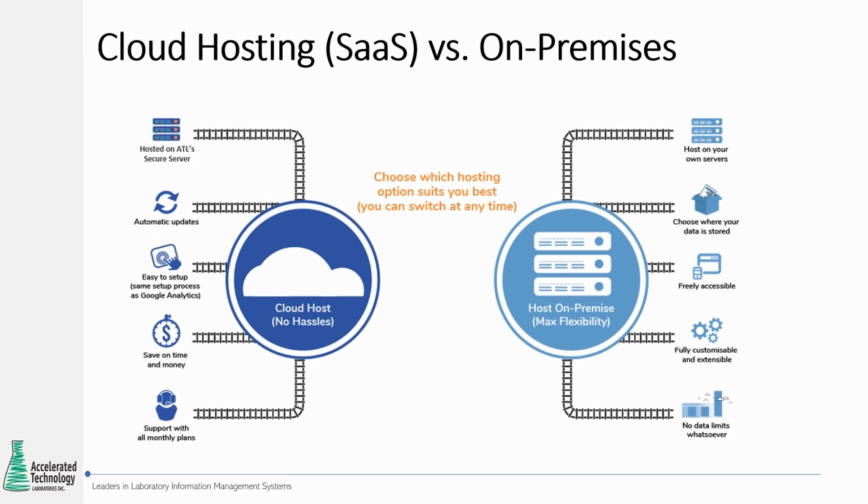Now, when it comes to hosting software, hosting LIMS, there are always options. The two main ones are cloud hosting, having a LIMS on demand solution, or SaaS as it's frequently called, which stands for software as a service, versus on premises. In the old days, everyone had a server in their laboratory. They had IT people that had to manage and maintain the server or servers.